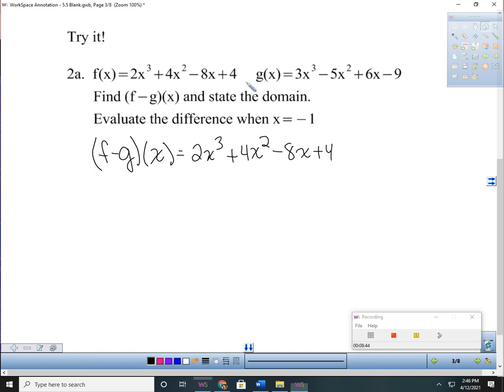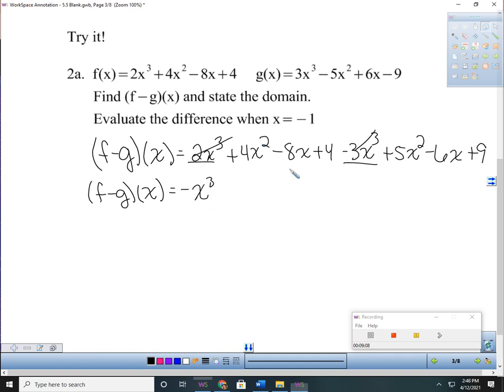And then we are subtracting this whole thing, right? So we're going to change all the signs. So minus 3x to the third plus 5x squared minus 6x plus 9. And then we're going to put that in order and combine like terms. So we have 2x cubed and negative 3x cubed, just negative x cubed. 4x squared and 5x squared, which makes 9x squared. Negative 8x and negative 6x, negative 14x. And 9 and 4, which is positive 13.